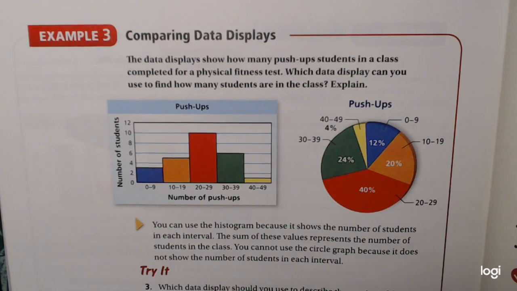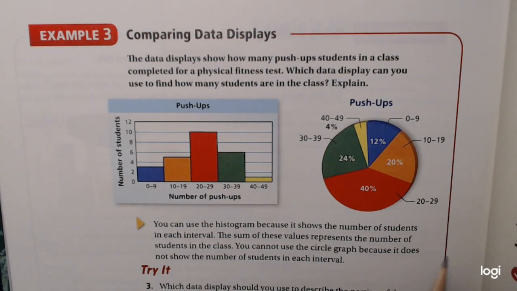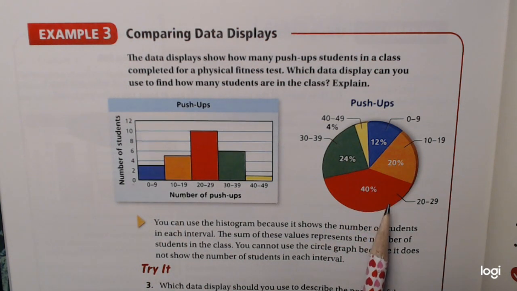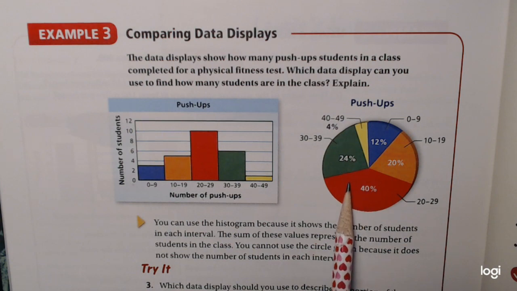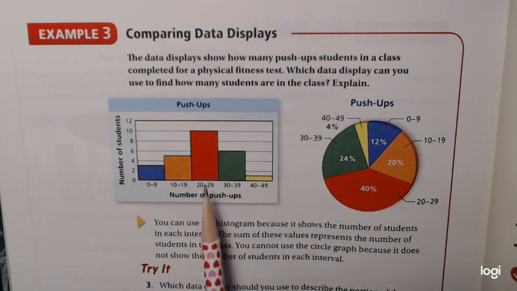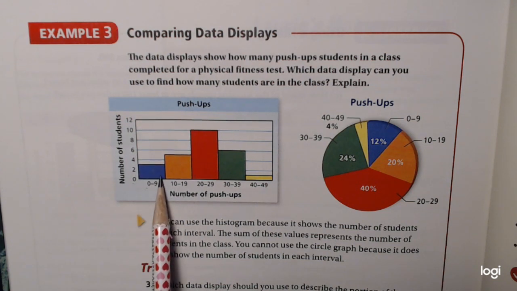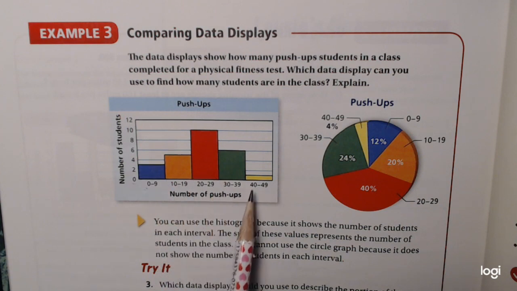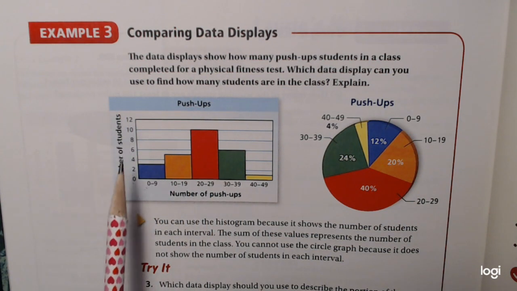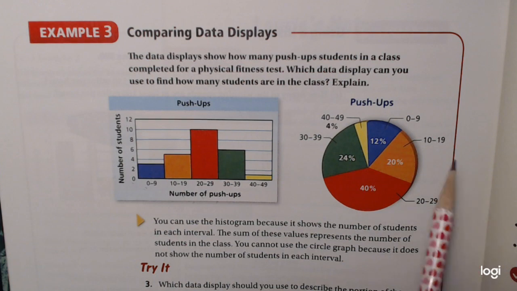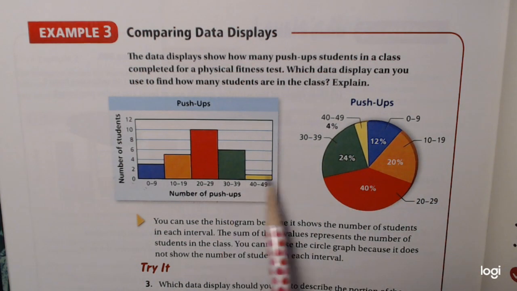All right, the last sample we're going to look at actually is comparing two different data displays. We have here what we call the histogram, and right over here we have what we could call a circle graph. Some people call it a pie graph. The data shows how many push-ups students in a class completed for a physical fitness test. So right down here we have the number of push-ups, 0 to 9. Starts with 0, so up here, 0 to 9 push-ups, 10 to 19, 20 to 29, and so forth. And over here we have the number or the frequency, which would be the number of students that completed that amount of push-ups. We have the same thing right here. Same information is just displayed differently.